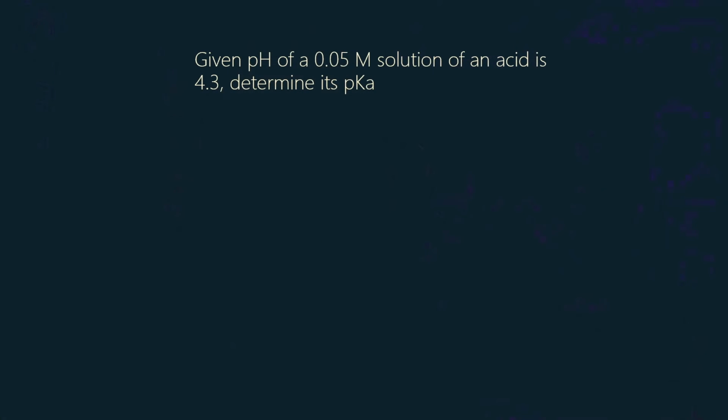Given pH of a 0.05 molar solution of an acid is 4.3, determine its pKa. So we know the pH and the pKa in this problem. So do we use the HH equation here? Well, we don't know our A- or pKa, so in this case we won't. Let's use something else. We can try to use the pH equation to find the H+.